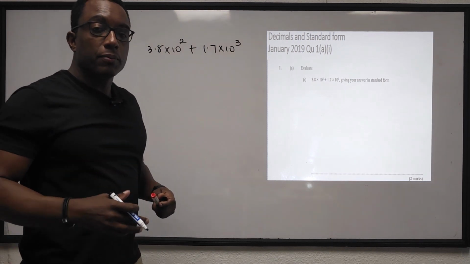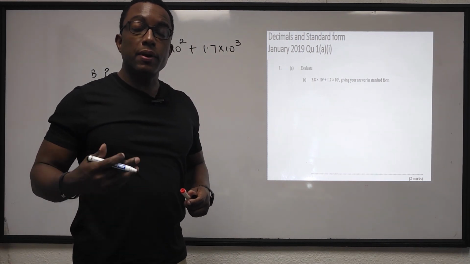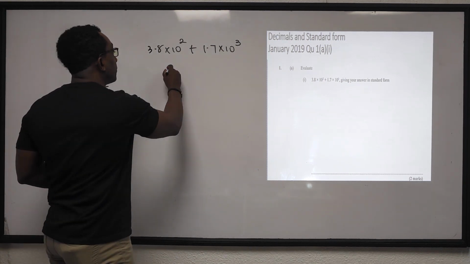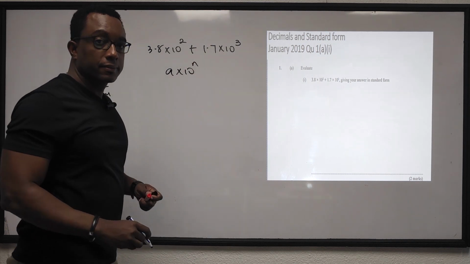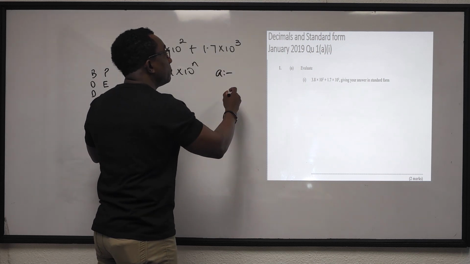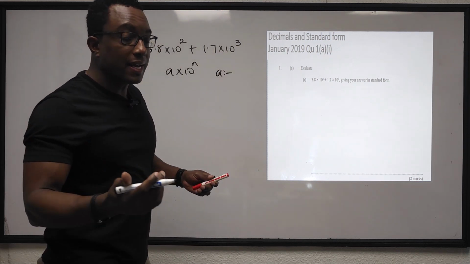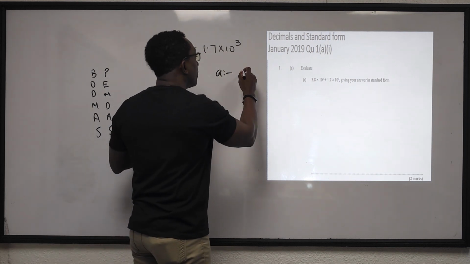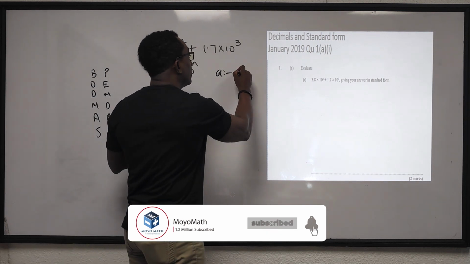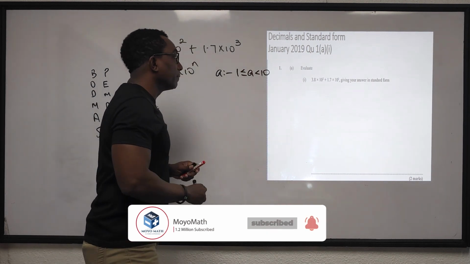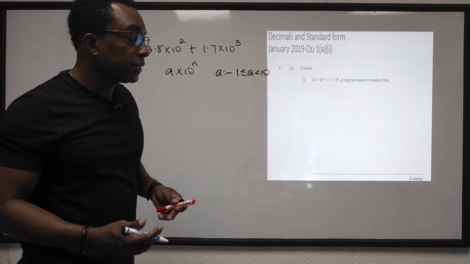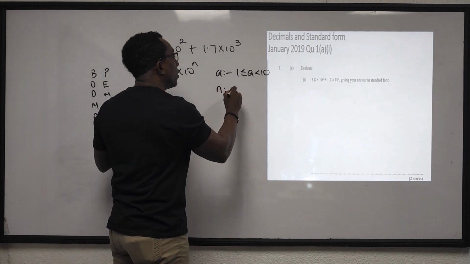Given your answer in standard form, of course, you must first recognize and understand what is represented in a number in standard form. A number in standard form is always of the form a by 10 to the power of n. A simply means that your number must lie between, it must be more than or equal to 1 but less than 10. So more than or equal to 1 but less than 10.